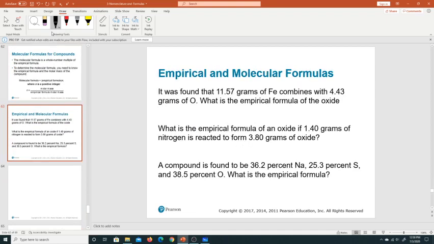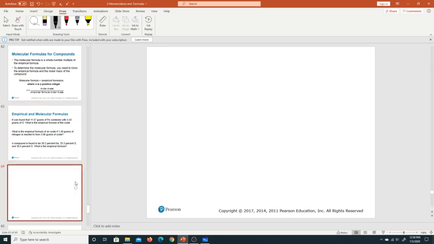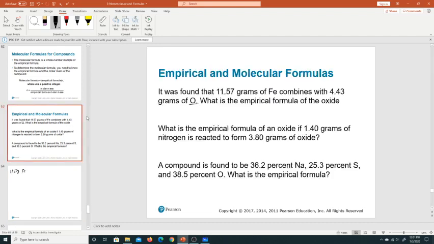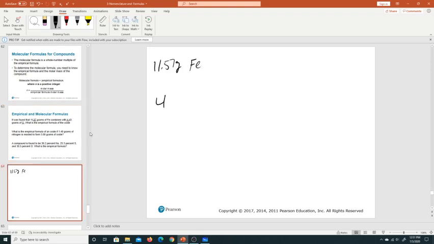It's found that 11.57 grams of iron combines with 4.43 grams of oxygen. What is the empirical formula of the oxide? We have 11.57 grams of iron and 4.43 grams of O. The first thing we have to do: since we're given the masses directly, we're going to use those masses. We're going to divide these by the atomic weights to find moles of each. Iron has an atomic weight, we check the periodic table, of 55.85.